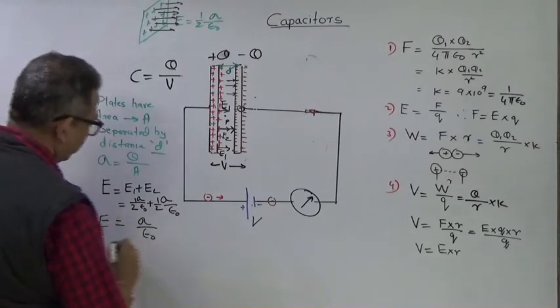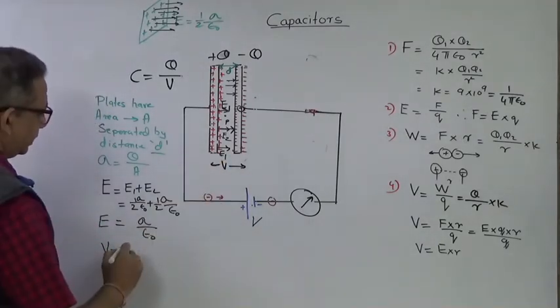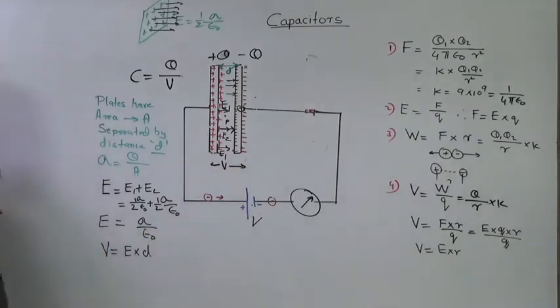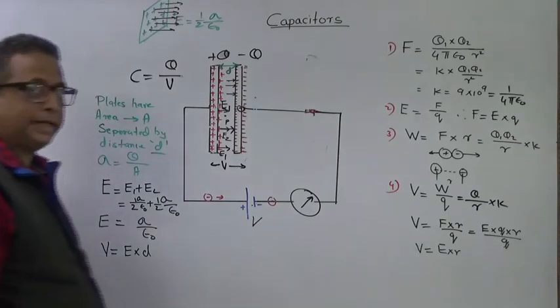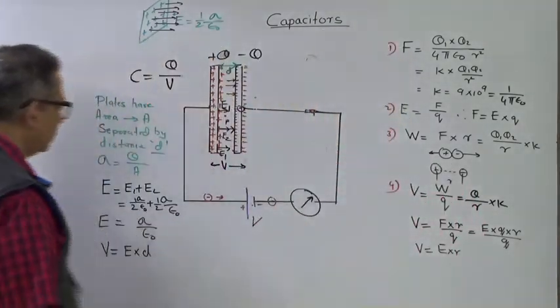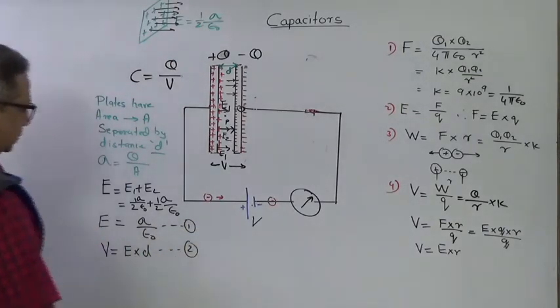So we have V equal to the electric intensity E into the distance D between them. Is that clear? So this is one more equation that we have derived for this capacitor. The first equation was this. This is my second equation, right?